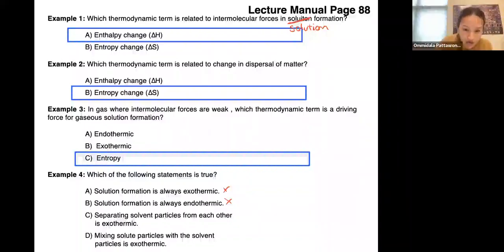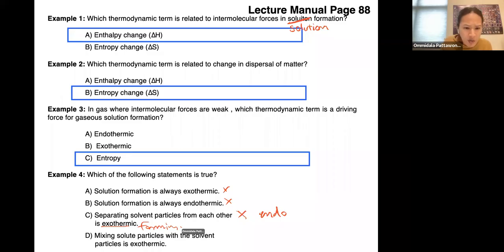Separating solvent particles from each other is exothermic. That is wrong as well. Separating something, breaking bonds, is going to involve endothermic, right? So forming bonds, forming interactions, is going to involve exothermic. So exo is going to be forming, not separating.